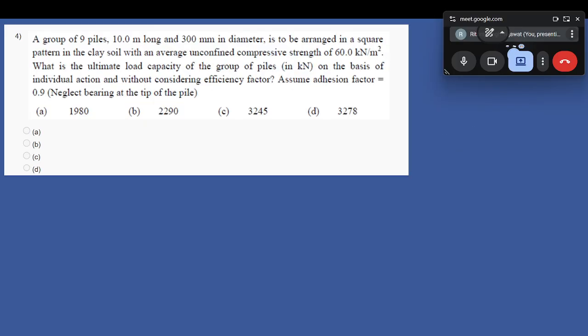Let's move to question number 4. You have a group of 9 piles, 10 meter long and 300 mm in diameter. It is arranged in a square pattern in a clay soil with an average unconfined compressive strength of 60 kPa. What is the ultimate load capacity of the group piles on the basis of the individual action and without considering the efficiency factor? Assume adhesion factor is 0.9.